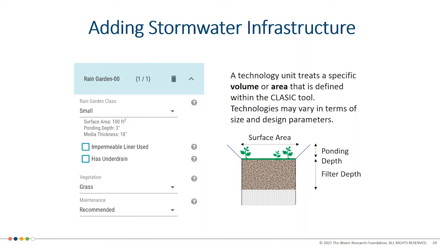And essentially, when a user picks the size of the technology that they'll add, the tool then automatically generates how many of those particular technologies at that size would be needed to treat the volume that the user is inputting.